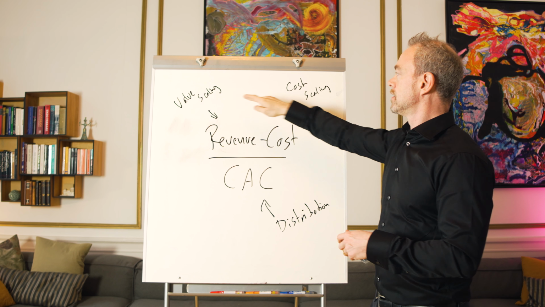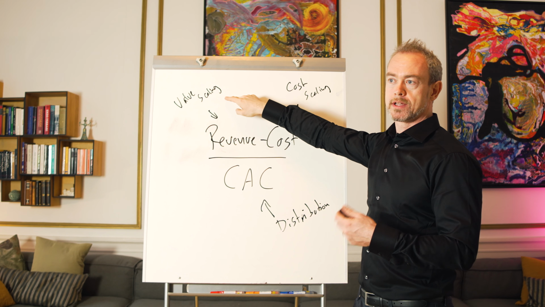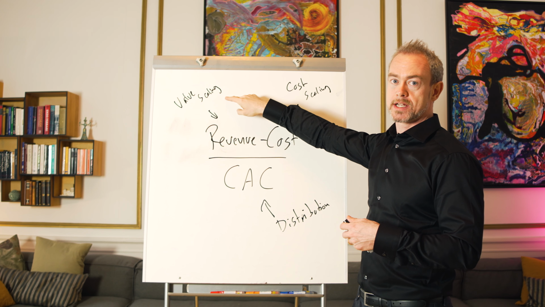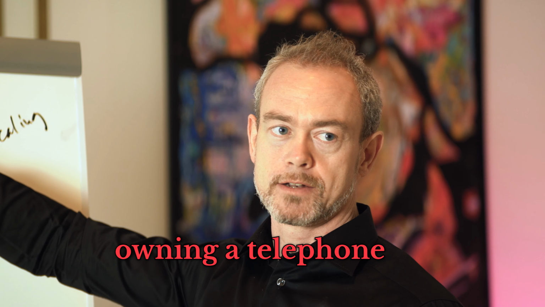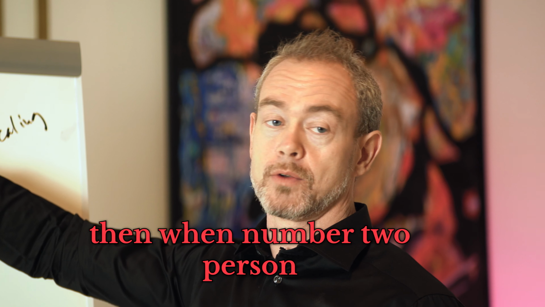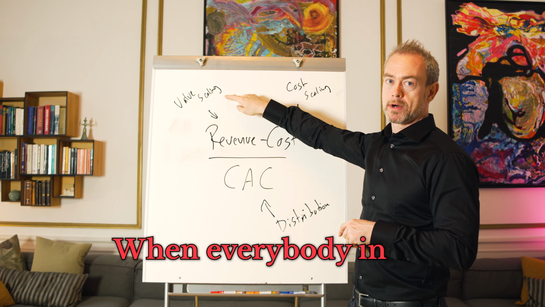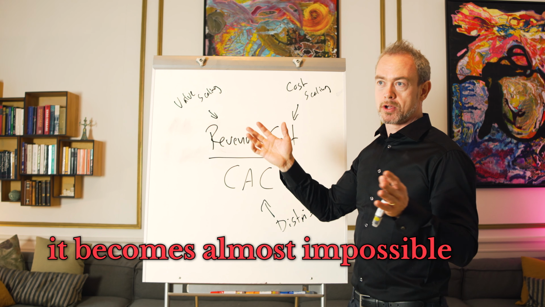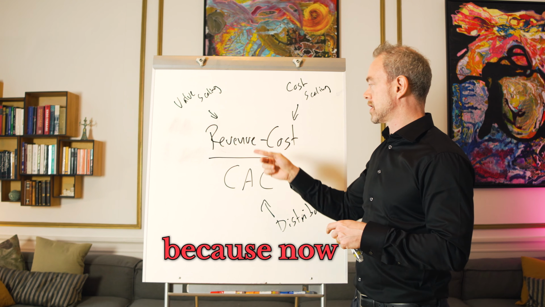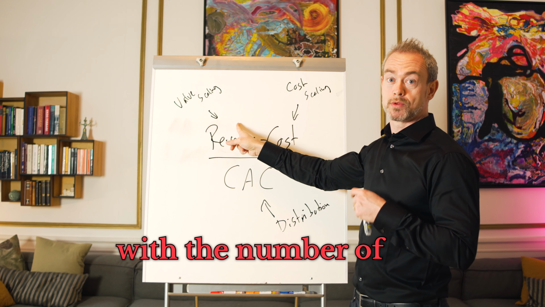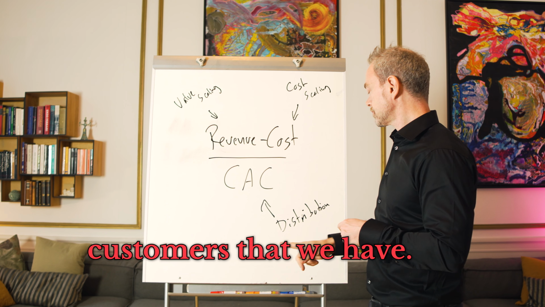So this is the first type of scaling that was developed in the manufacturing age and the industrialization. Then value scaling came along, with, I think the first famous example being radio and telephone. So the first guy owning a telephone, worthless to him. Then when the second person owns a telephone, they can call each other. When everybody in the world has a telephone, it becomes almost impossible not to have one, because now the value has increased with the number of customers that we have.